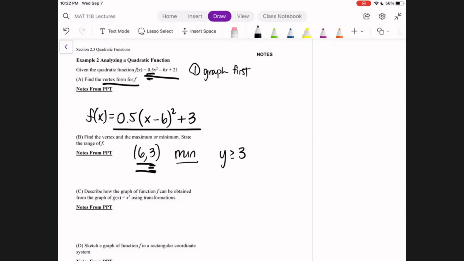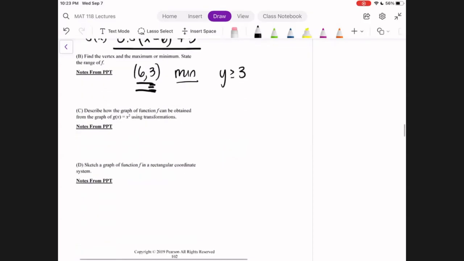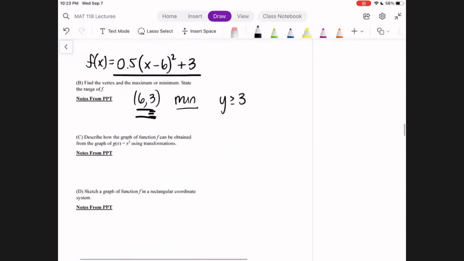Yeah, and it seems to be all right from what I'm gathering right here. Okay. So, describe how the graph can be obtained by using transformations.